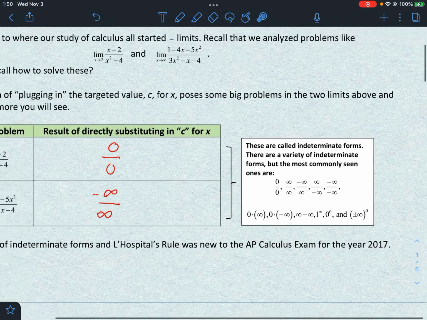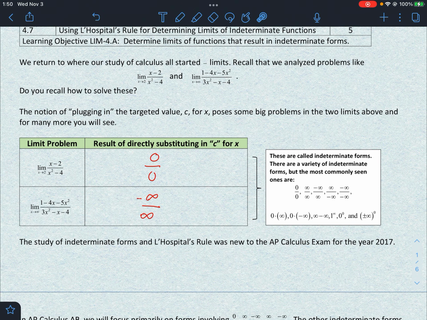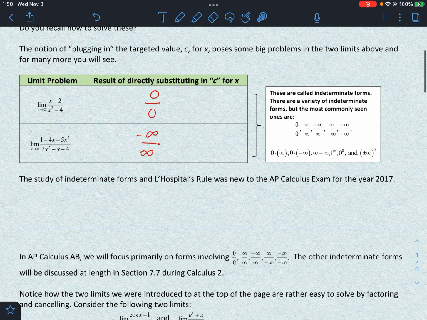Okay? And actually finding limits using these forms was added to the AP Calculus curriculum about 4 years ago, back in 2017. And for what we're going to do right now in this class, we're just going to focus on these forms, okay? We're not going to focus on these. If you end up taking a Calculus 2 in your future, you'll talk about those later on.